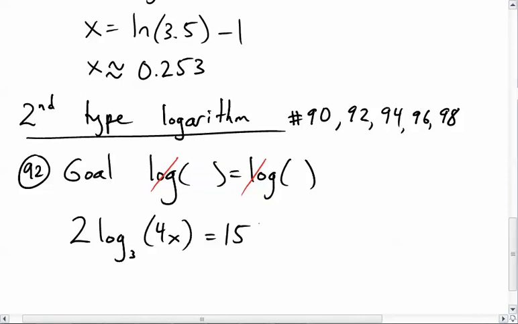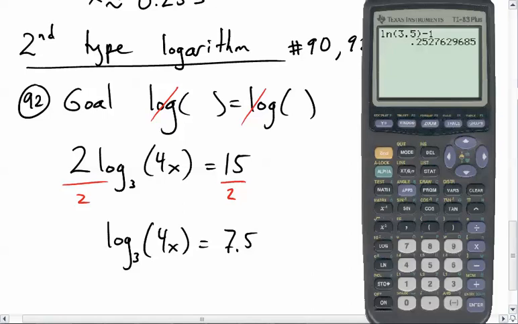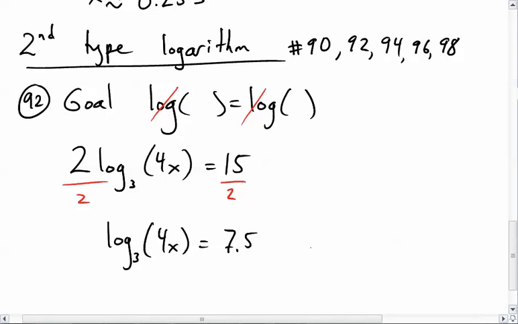In order to solve this, what we can do is divide both sides by 2. And we get log base 3 of 4x equals 7.5. 15 divided by 2 should be 7.5. Okay, so now it's kind of hard to make it one log on each side of the equation. It's kind of hard to write 7.5 in terms of log 3. So we'll do the same thing that we did before. We'll change from log form to exponential form.